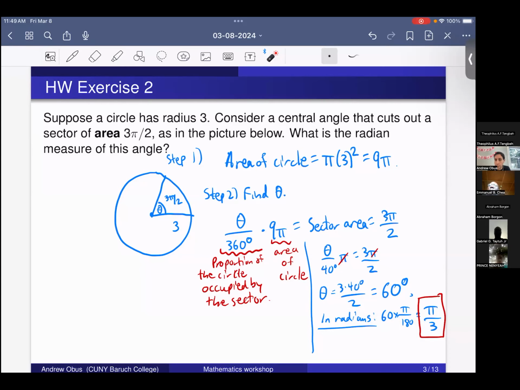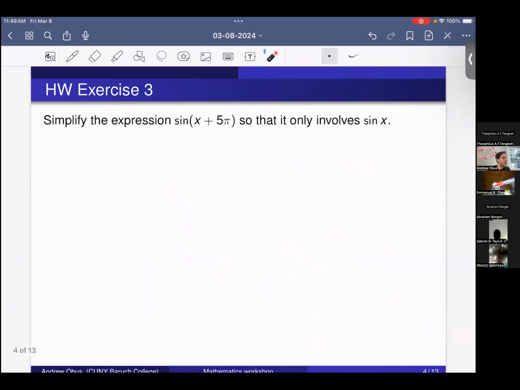Okay, so the last question: can we simplify the expression sine of x plus 5 pi? Remember, when we're doing trig functions, if I don't write a degrees sign, then it is always assumed that I mean radians. So can we simplify sine of x plus 5 pi so that it only involves sine of x, so that we can get rid of the 5 pi? How do we make some simplifications that will get this to act just like sine of x?